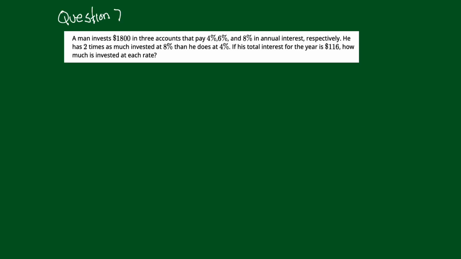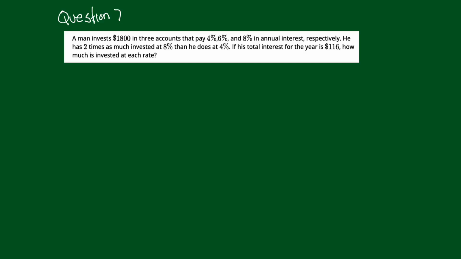Question 7, another investment problem. Here's what we know. This guy invests $1,800 in 3 accounts that pay 4%, 6%, and 8% annual interest. All right, so if I take the amount here, the amount here, and the amount here and add them up, I'm going to get $1,800. That's how much was invested. Now, he has 2 times as much invested at 8% than he does at 4%. All right, so a bunch of information here. Don't get hung up on this just yet. If his total interest is 116, find the amount invested at each rate.